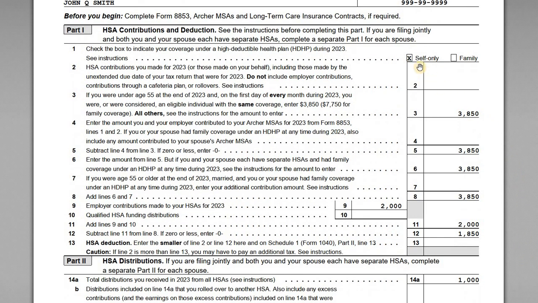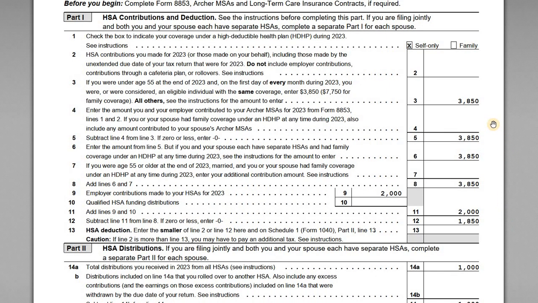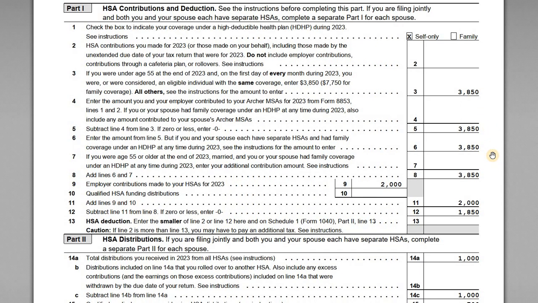Now, line 3, given he has self-only coverage and he's under 55 at the end of the year, the limit on the amount he can put in is $3,850. He doesn't have any Archer MSAs or regular MSAs set up, so nothing applies there. So the max limit that he could contribute to these plans during the year is the $3,850. And so the amount that was put into the account was $2,000. And so he has $1,850 left over.